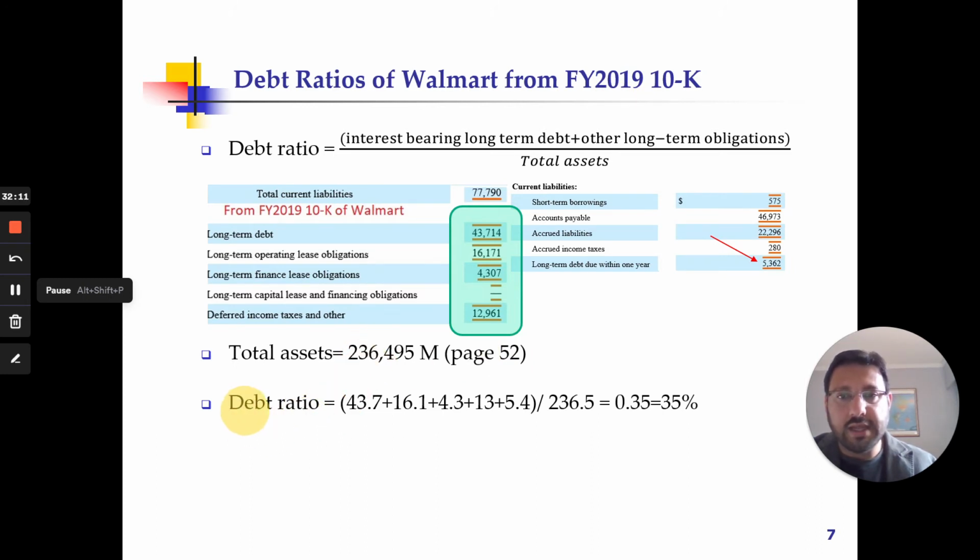Once I added up all these numbers and divided by the total assets, it shows that for $1 of assets, 35 cents are financed by the creditors, and the rest, 100 minus 35, 65 cents, are financed by the shareholders. So 35% of the company's total assets are financed by the creditors.